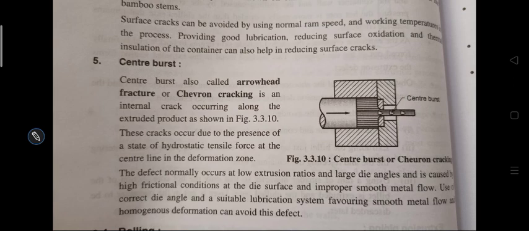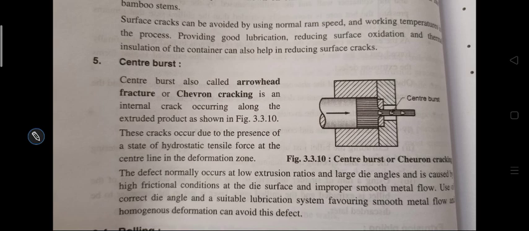Extrusion piping: as the extrusion process approaches the end, only a small portion of the billet is left unextruded. In surface cracking, surface cracks of different kinds form on the extruded product, depending on the surface condition and nature of deformation. Also, high ram speed is a major cause of surface cracking. In the bamboo defect, this type of surface crack occurs under low working temperature. Due to low working temperature, the product gets stuck momentarily at the die land, and the extrusion pressure increases. And next is the center burst.